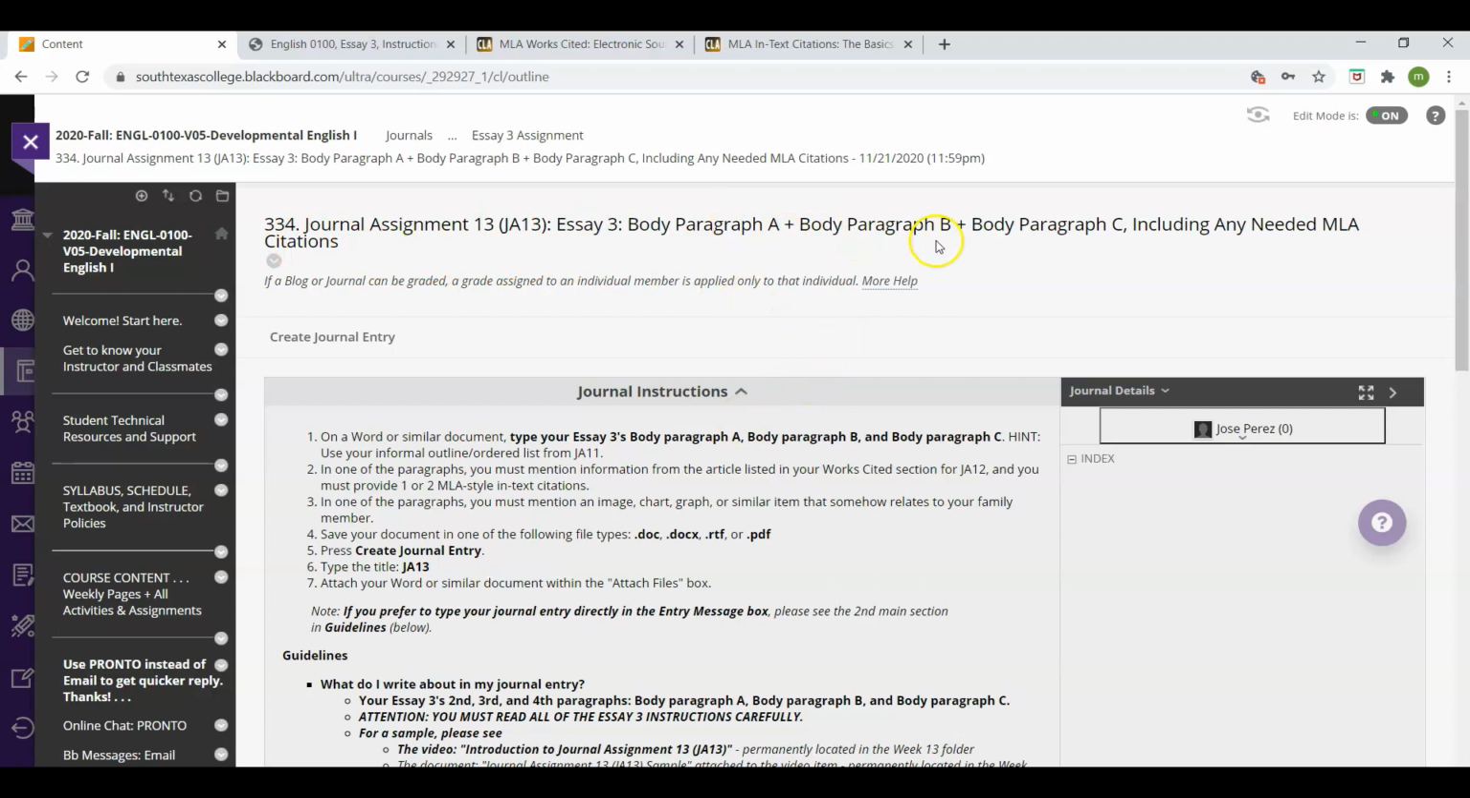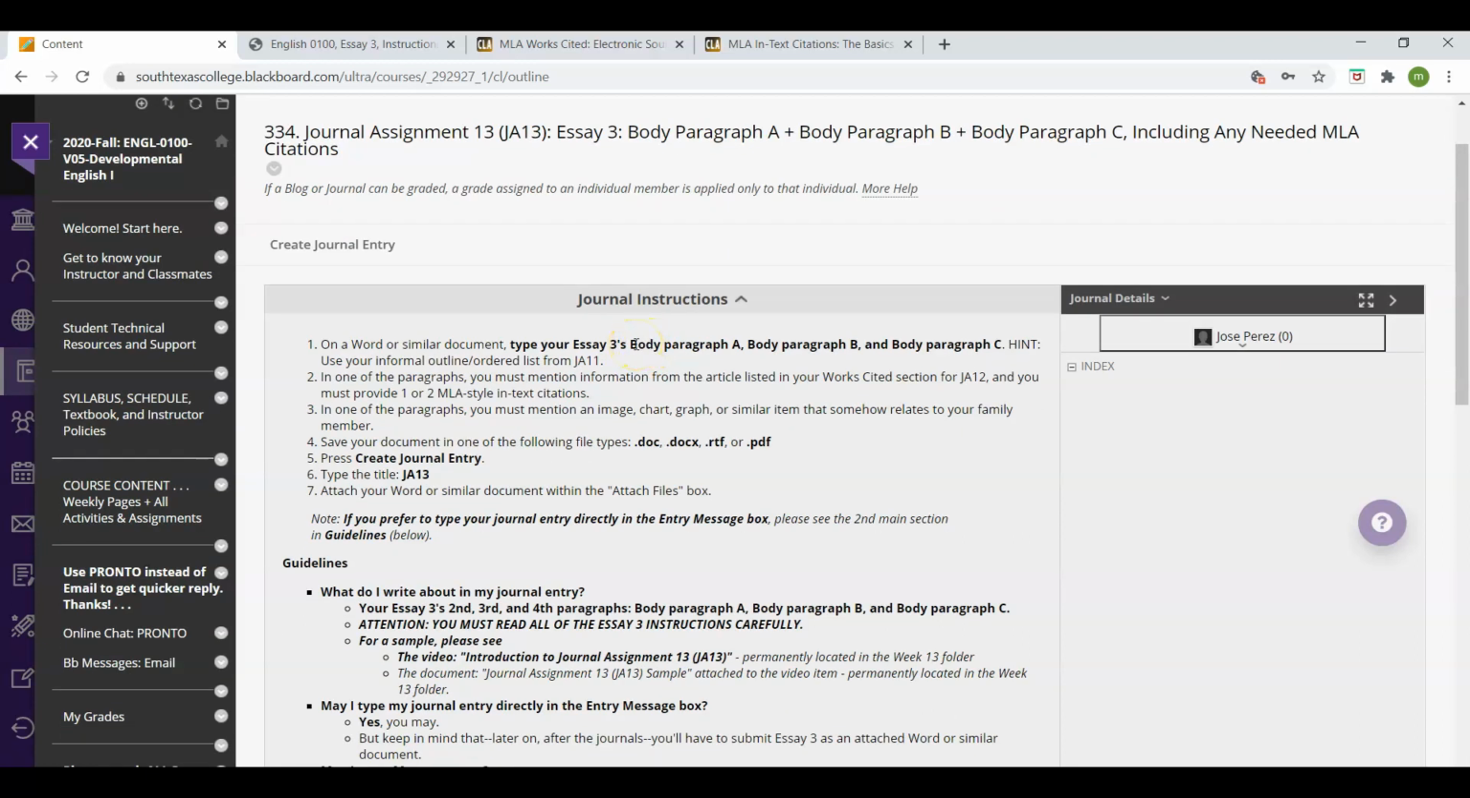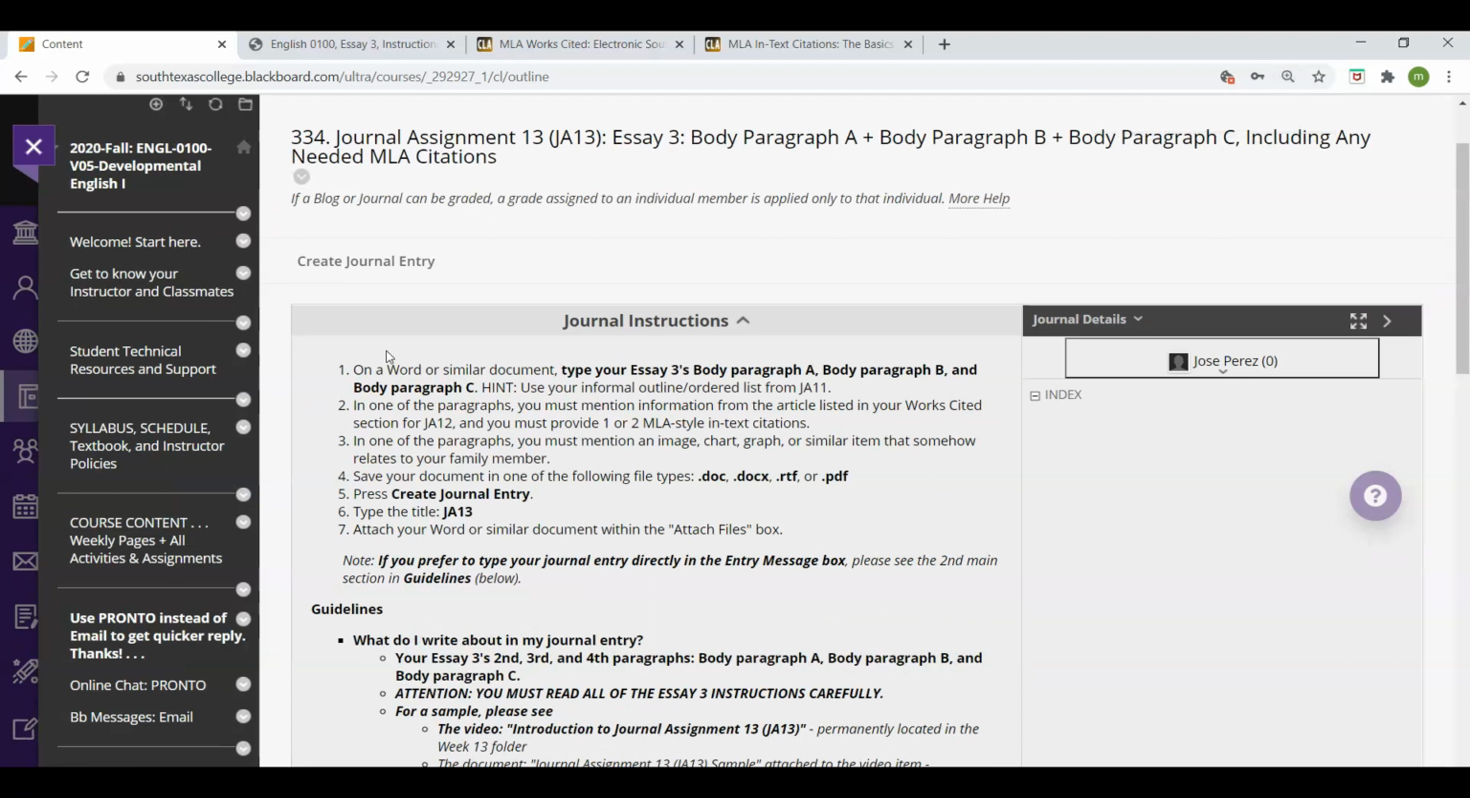So there you see the heading or the title at the top. And I'm just going to read it. So journal instructions. Let me make this a little bit larger. On a Word or similar document, type your Essay 3's body paragraph A, body paragraph B, and body paragraph C. Hint, use your informal outline or ordered list from JA13. In one of the paragraphs, you must mention information from the article listed in your Works Cited section for Journal Assignment 12, and you must provide 1 or 2 MLA-style in-text citations.